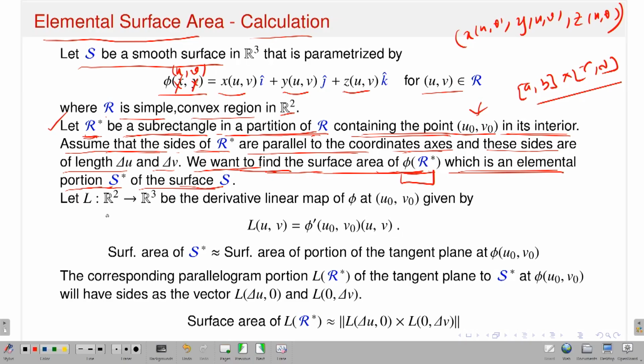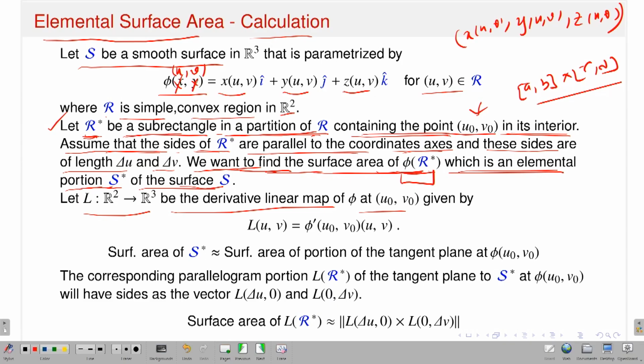So now phi is a parameterization of my surface, a map from R2 to R3, and u0 v0 is an interior point in R star. Now let L be the derivative linear map of phi at that point. What is phi? Phi is a parameterization and S is a smooth surface, so my function phi is very nice. If I take any point u0 v0 which is an interior point of R star, my function phi should be differentiable.